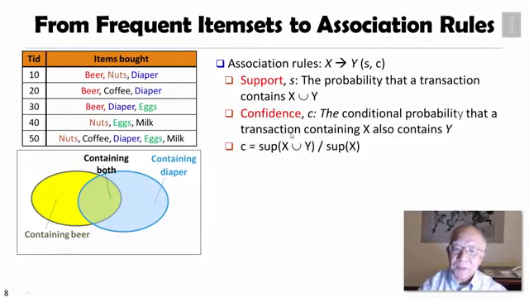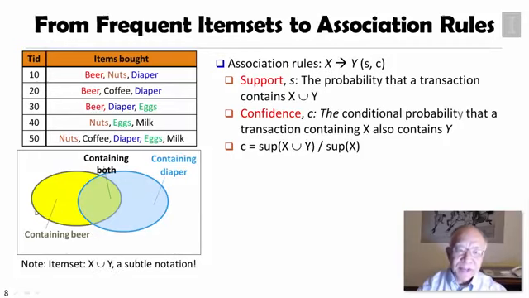So for this probability computation, you can use support of X union Y divided by support of X. That means take the whole rule's support divided by the left-hand side. You may see this notation X union Y. This is a set union.